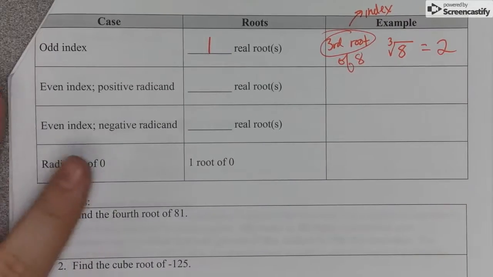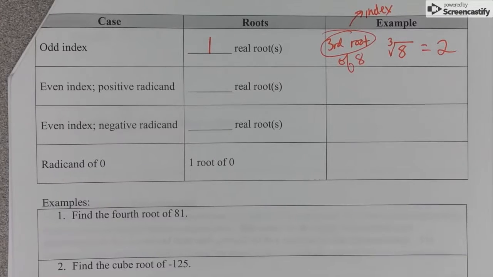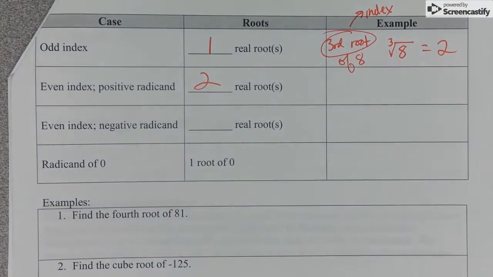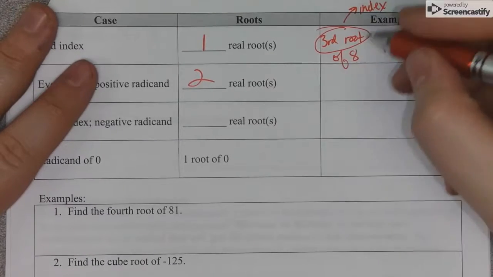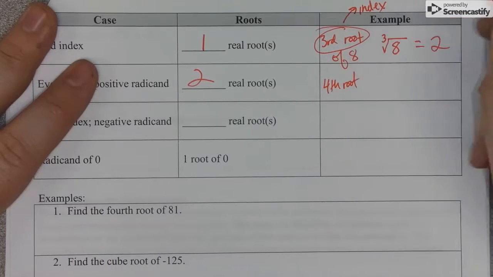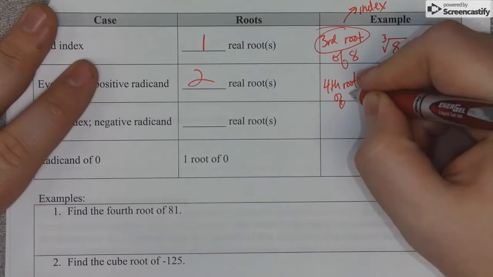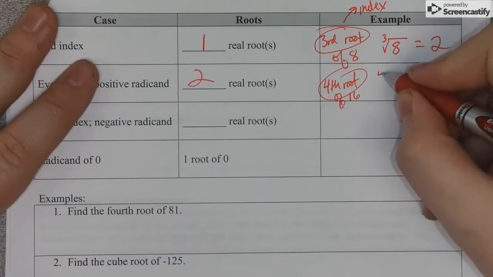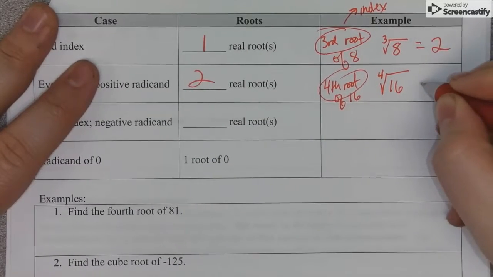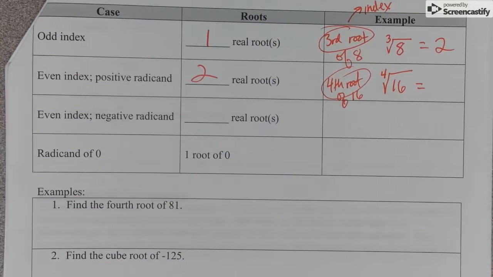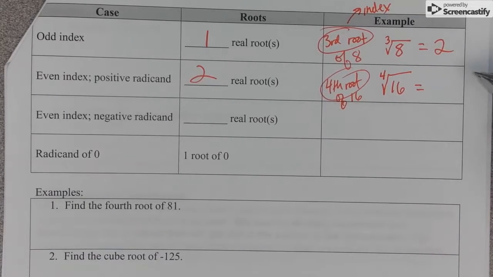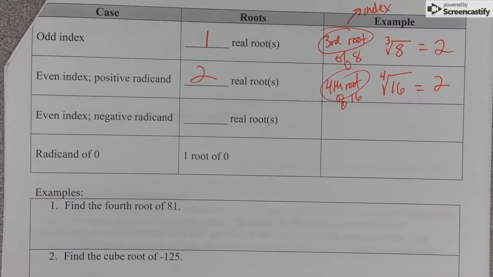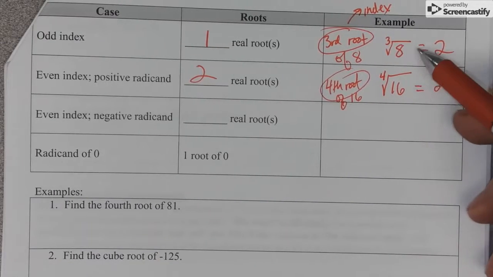An even index with a positive radicand, so that means the number underneath the radical is positive, you would get 2 real roots. So what would those real roots be? Let's take a look. Fourth root, let's say the fourth root of 16. Remember, the fourth root tells me that's my index, and the 16 is my radicand. So some number times itself 4 times gives me 16. That number, if we use a little bit of logic here, is going to be 2. So I would get 2 times 2 is 4, times 2 is 8, times 2 again is 16.